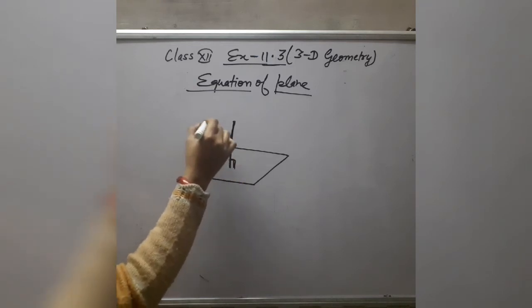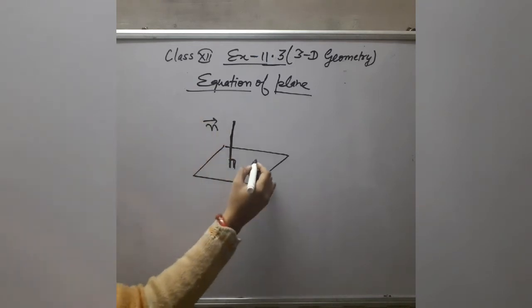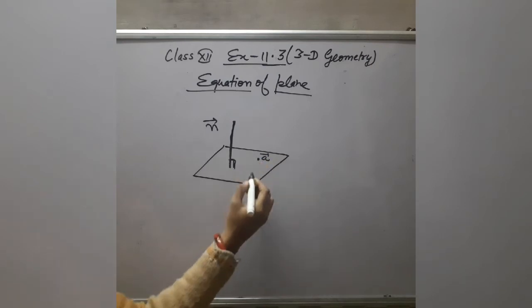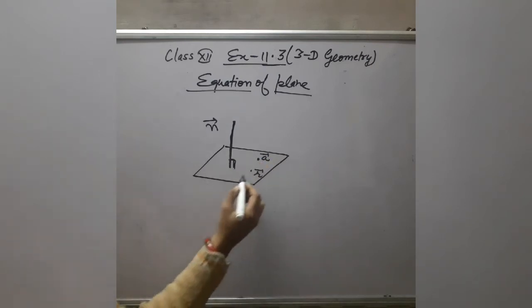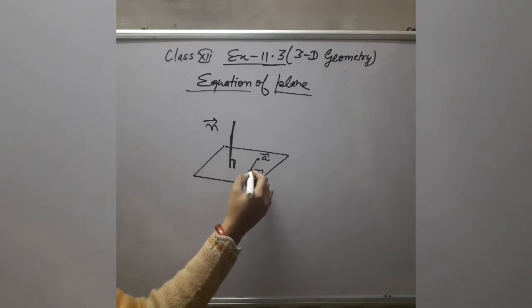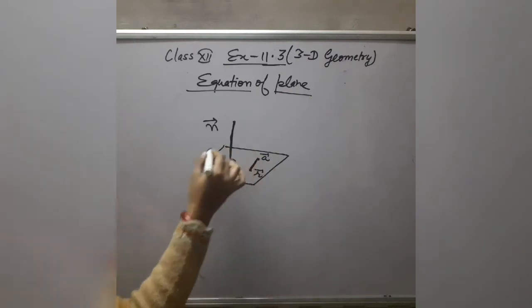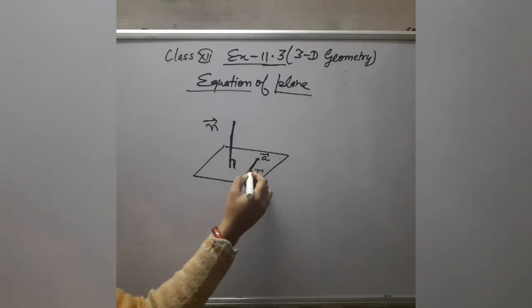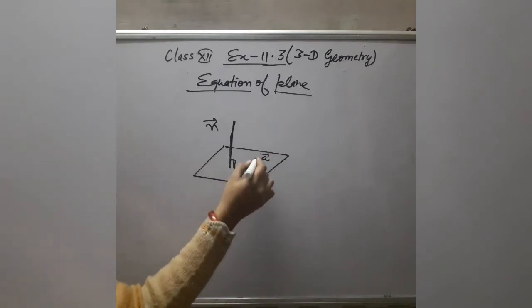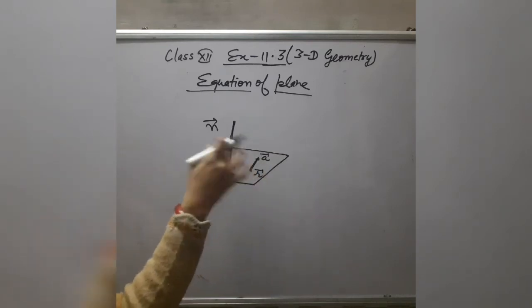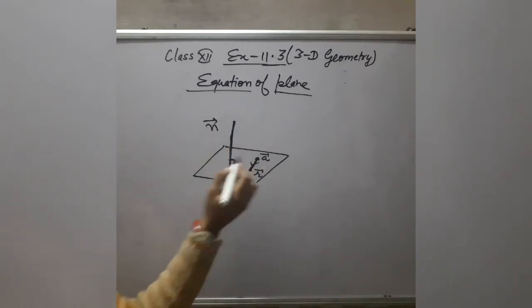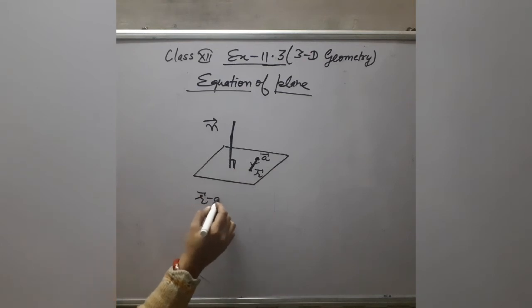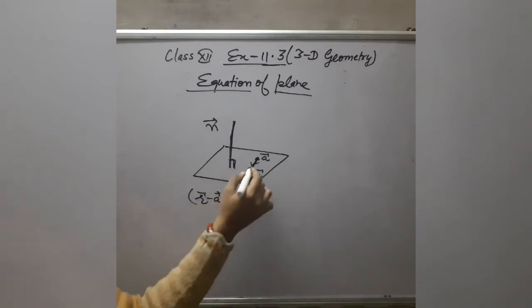Let us suppose this is the n vector, and let A be any fixed point, and R be any arbitrary point. Clear? Then if you join these two points, this line lies in this plane, because these two points lie on the plane. So how can you find the equation of this line? The vector R minus A gives you this line.